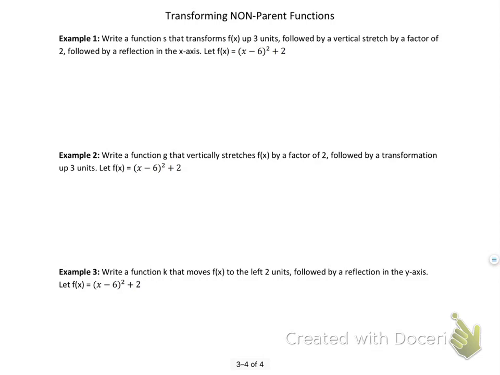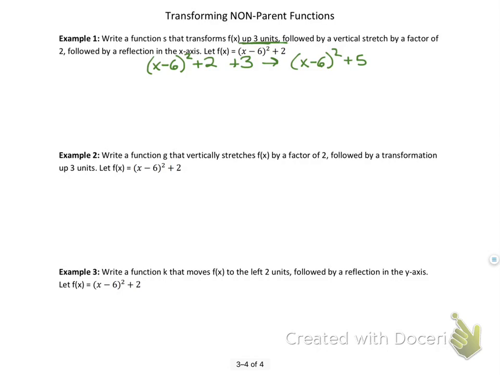So first, we need to write a function that transforms f of x up 3 units. Okay, let's do that first, one thing at a time. Up 3 units. So if we have this function and we're moving it up 3, that is a vertical change. So we need to rewrite the whole thing, put it in parentheses, and add 3 because the plus 3 at the end moves it up 3. Now, because we didn't have to distribute anything, we can get rid of these parentheses and just combine like terms. So we end up with (x minus 6) squared plus 5, right? We can't do anything else. You cannot combine what's outside with what's inside, so we just add 2 and 3.